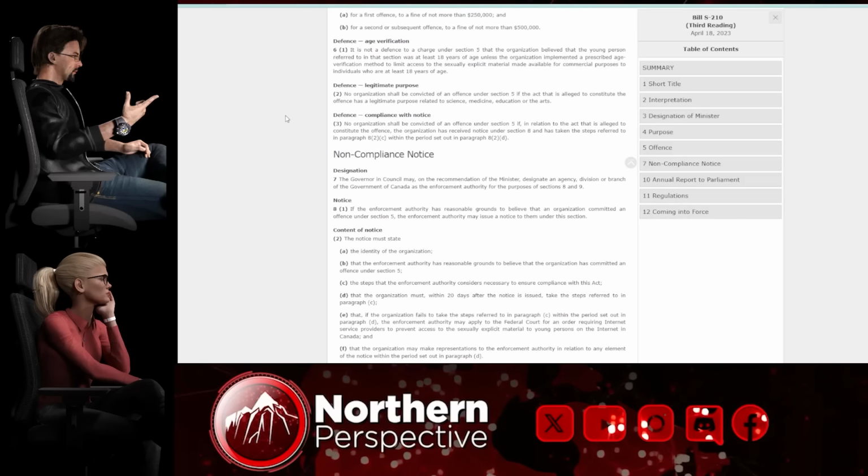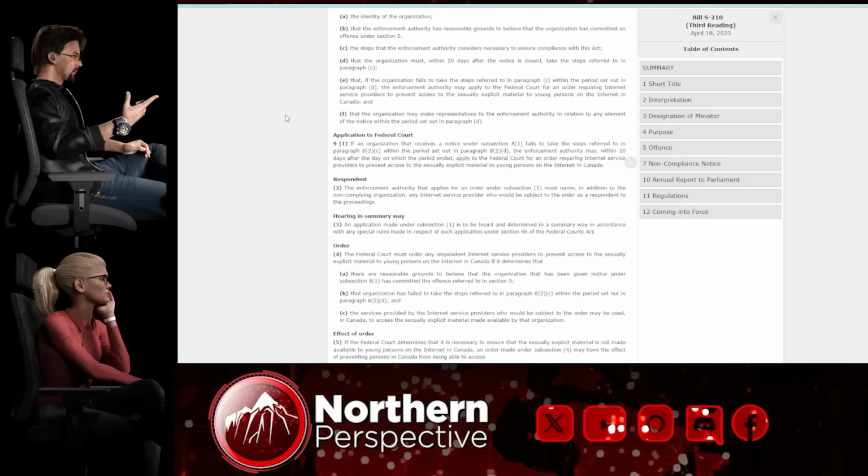And then the last defense that an organization may have under Section 5 is if, in relation to the act that is alleged to constitute the offense, the organization has received notice under Section 8 and has taken the steps referred to in paragraph 8.2, and so on. So basically, if there was notice given that a specific minor was going to be accessing this material, it's effectively done with consent. So in that respect, they would not be held liable.